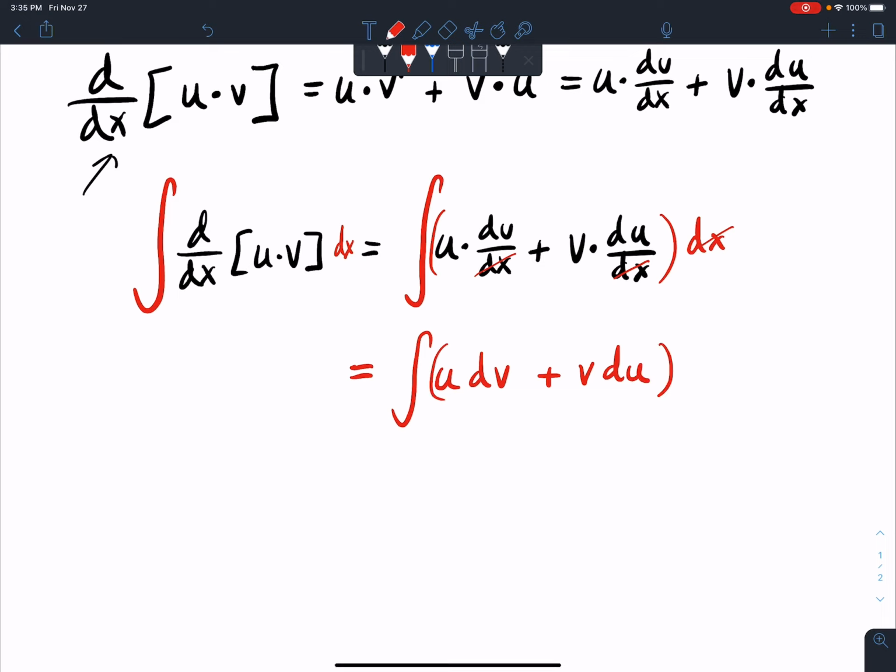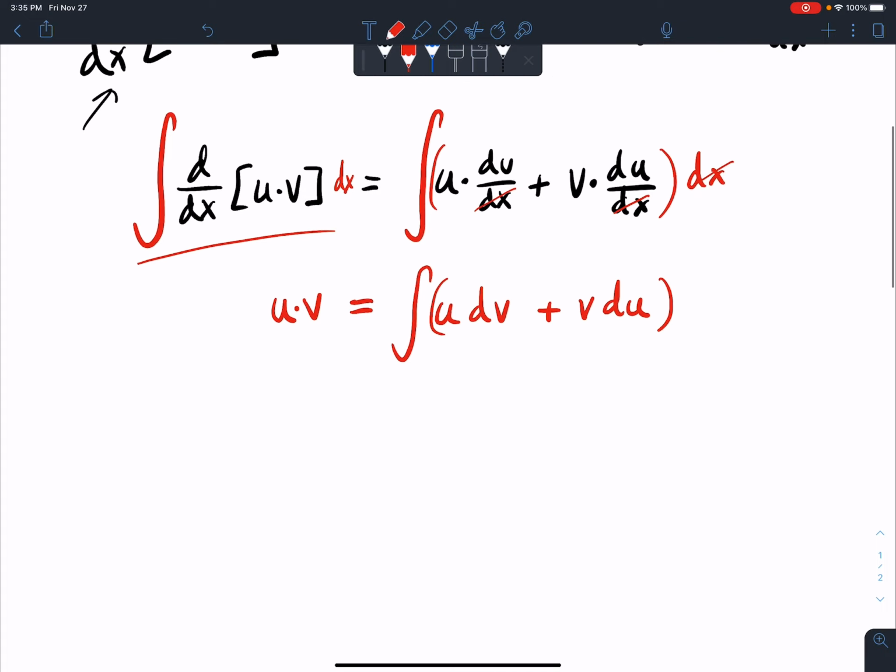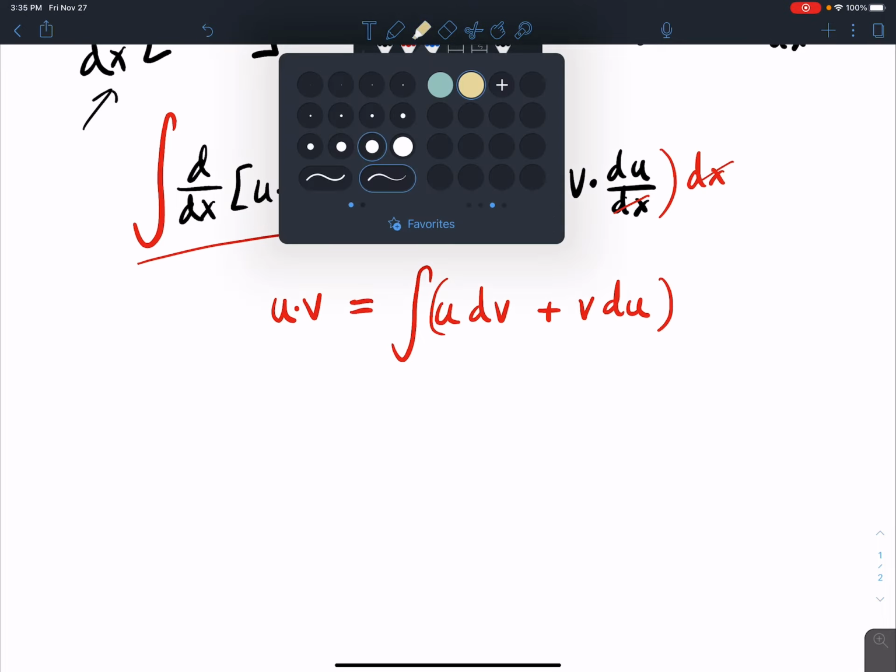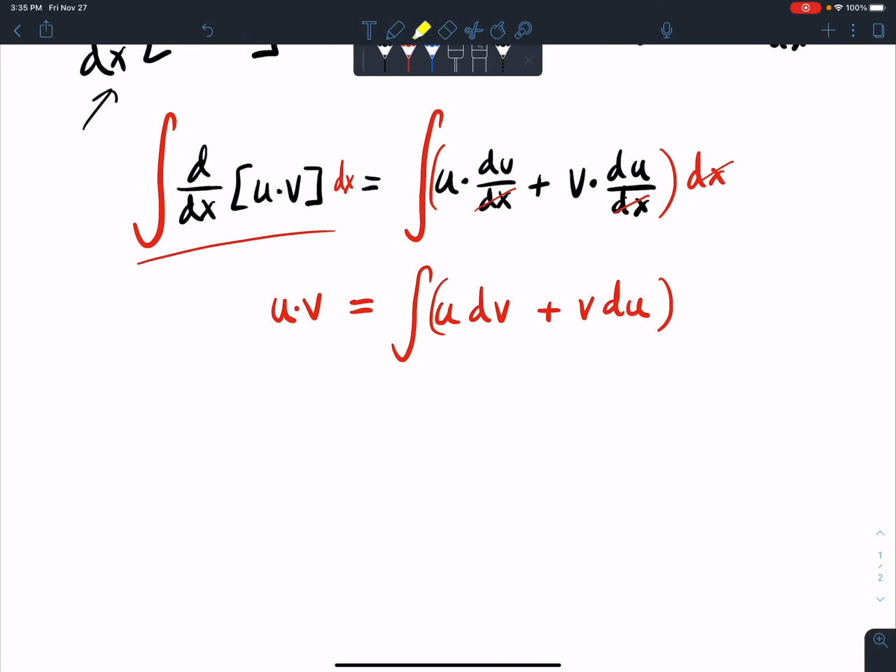Okay? And then the integral of the derivative is just uv. And now I'm going to use properties of integration, where the integral of the sum is the sum of the integrals. So this is equal to the integral of u dv plus the integral of v du.